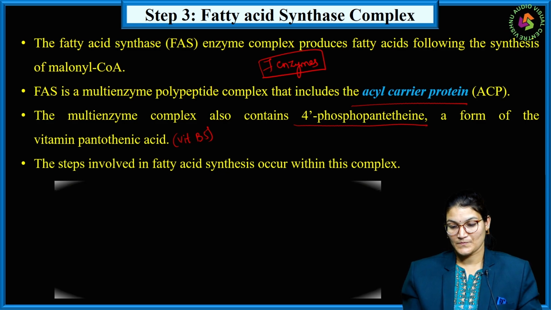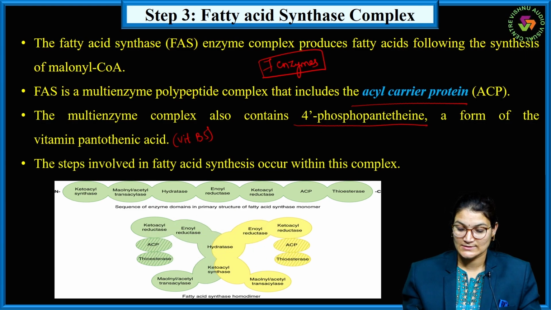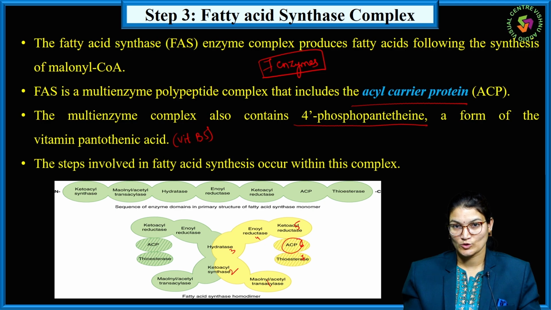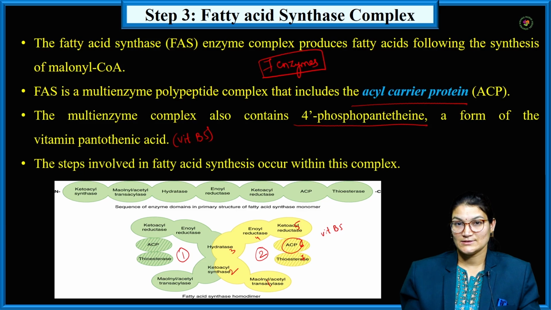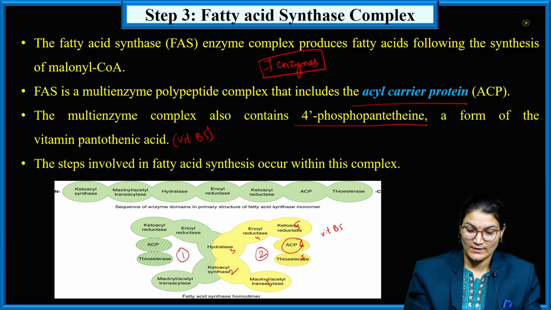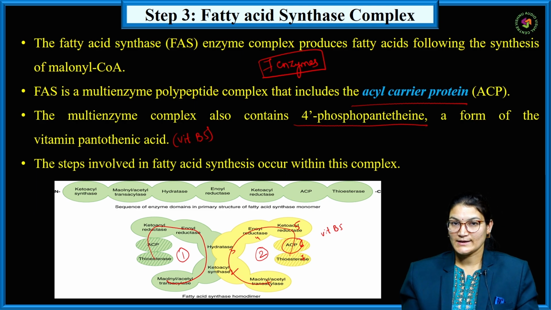You can see this complex has 7 enzymes, and ACP, the acyl carrier protein, is one of them. Along with the 7 enzymes, it also has a form of vitamin B5, that is 4-phosphopantetheine. It has 2 monomers. You can see one monomer here and the other monomer. So this is called a dimer.